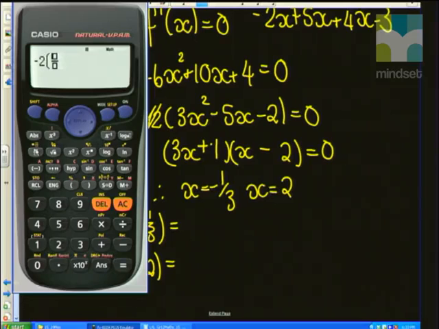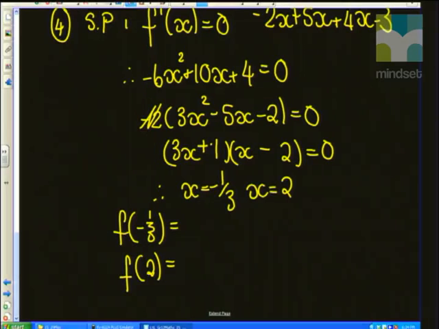Now what I'm doing is substituting this back into the original equation, always back into the original equation. So we have negative 2 times negative a third cubed, plus 5 times negative a third squared, plus 4 times negative a third, and finally minus 3. Right, so what is that giving us? That looks like a very difficult point to plot, but if I change it to a decimal, negative 3.7 looks a bit more realistic. So negative 3.7 is the y coordinate.